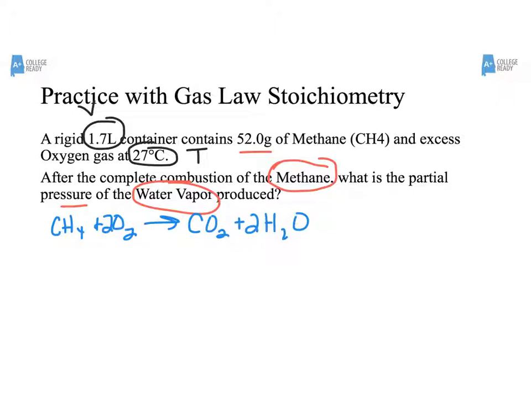Just to orient ourselves, we're starting with 52 grams of methane, and they're asking about the pressure of the water. So I'm going to have to find the moles of methane first, then get the moles of the water, and then given the conditions, we'll be able to calculate the pressure of the water. So let's start the stoichiometry problem. We're going to start with 52 grams of methane, and the first thing we do is convert that into moles, and there are 16.05 grams in a mole.